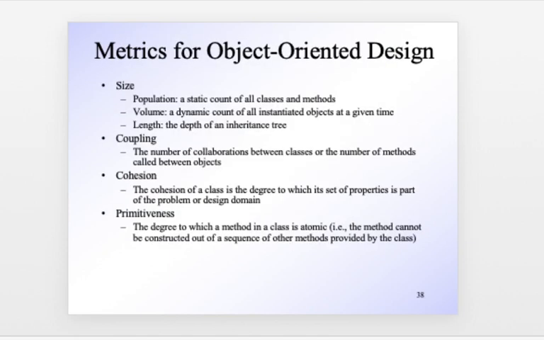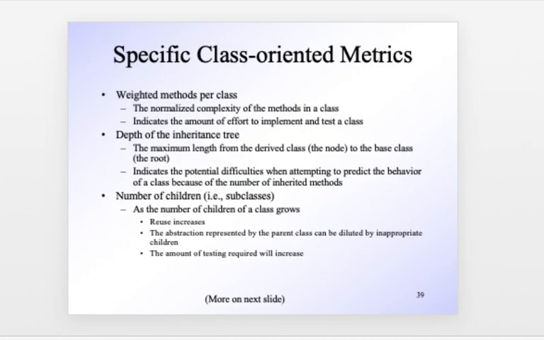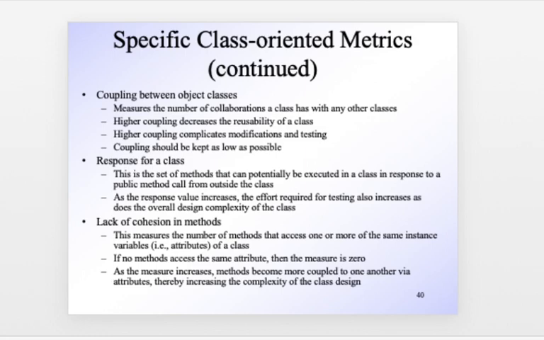Then we have metrics for the object-oriented design, like the size, the coupling, cohesion. So lower coupling, higher cohesion. Primitiveness means atomic, beyond which you cannot break it further. You also have specific class-oriented metrics like the weighted methods per class, depth of the inheritance tree, and so on. And all of these are basically based on the number of children. So you also have coupling between object classes, response for a class, and lack of cohesion in methods.